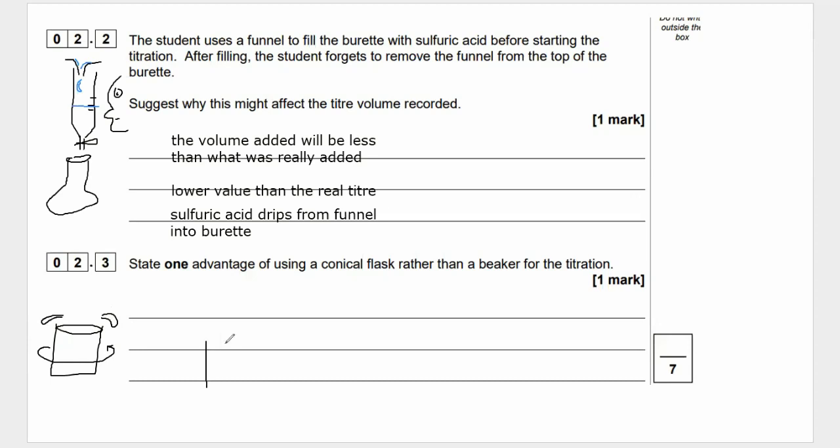If you have a conical flask, and that is an incredible conical flask. There's my D in GCSE art. But if you swirl a conical flask, you're less likely to lose any of your reactants.